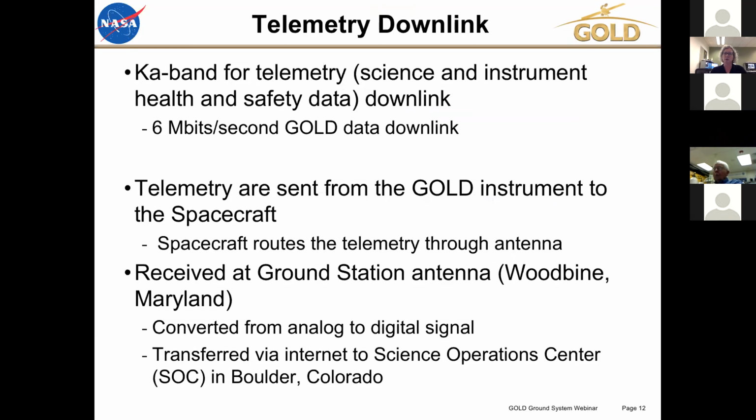So on board, once the GOLD instrument has the commands, it generates the telemetry associated with that command, and then it routes the data packets to the spacecraft. The spacecraft then downlinks the telemetry through the onboard antenna, where it is received at the GOLD ground station antenna in Woodbine, Maryland. The ground station at Woodbine is in charge of converting the analog signal into a digital signal, so that way the data can be transferred via internet to the SOC here in Boulder.